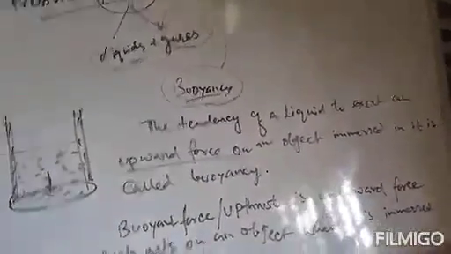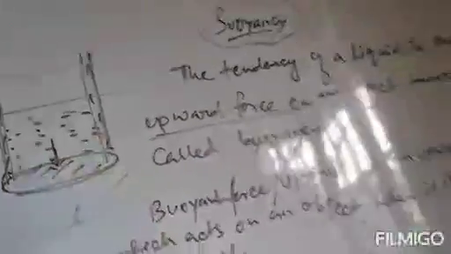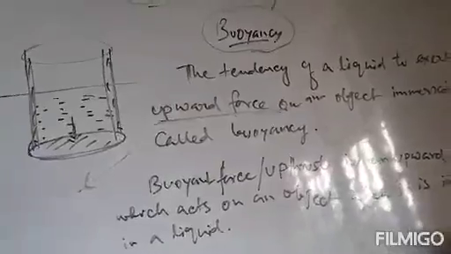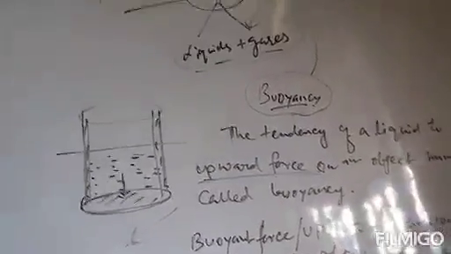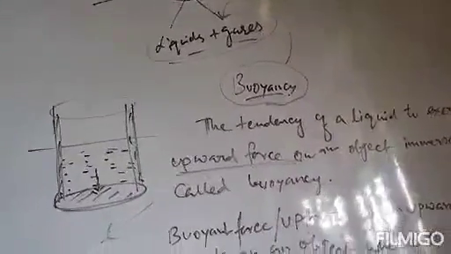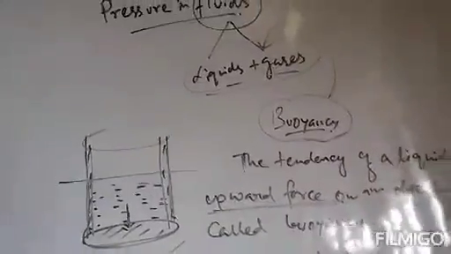Next, this buoyant force or buoyancy is the main reason due to which a heavy object seems to be lighter in water. Whenever you immerse a heavy object in water, the heavy object seems to be lighter in water. Why? Because of the presence of this buoyant force.